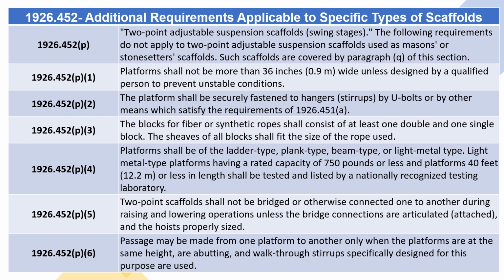Platforms shall be of the ladder type, plank type, beam type, or light metal type. Light metal type platforms having a rated capacity of 750 pounds or less, and platforms 40 feet (12.2 meters) or less in length shall be tested and listed by a nationally recognized testing laboratory. Two-point scaffolds shall not be bridged or otherwise connected one to another during raising and lowering operations unless the bridge connections are articulated, attached, and the hoists properly sized. Passage may be made from one platform to another only when the platforms are at the same height, are abutting, and walk-through stirrups specifically designed for this purpose are used.